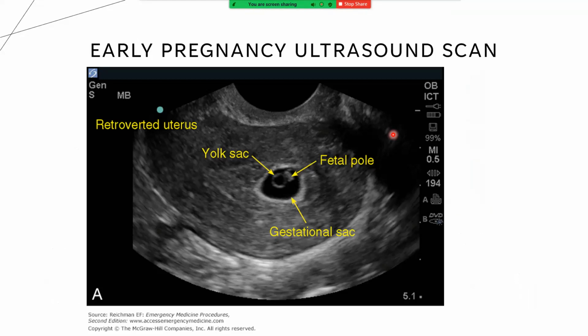This is an ultrasound scan showing the gestational sac. This is a very advanced ultrasound scan where you can actually see the yolk sac, the fetal pole, and the amniotic cavity up here within a very well-defined gestational sac. This is the gestational sac. This gestational sac is also known as the chorion.